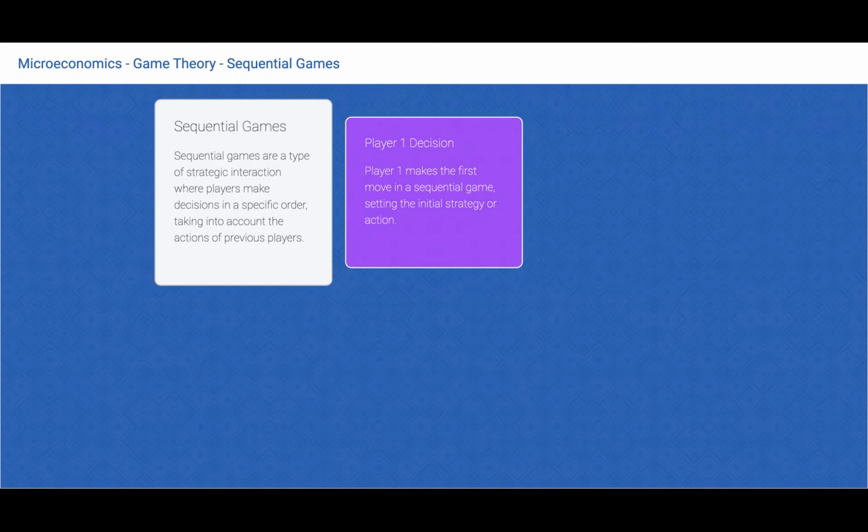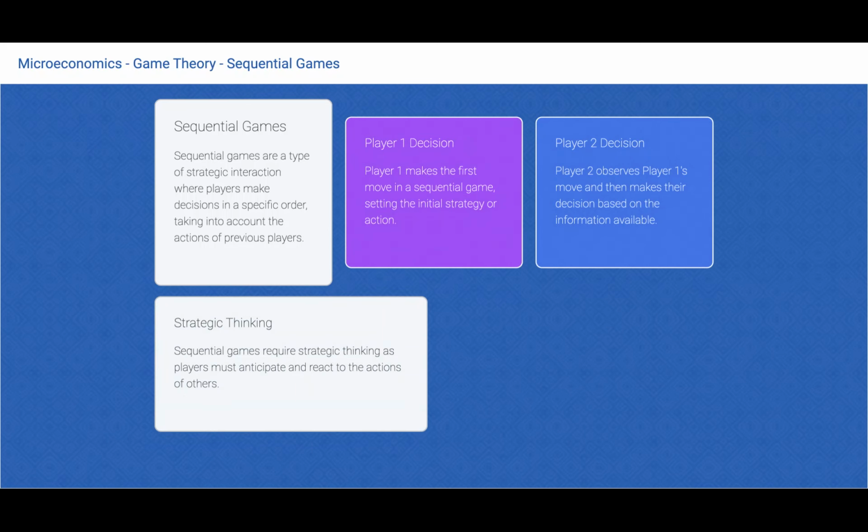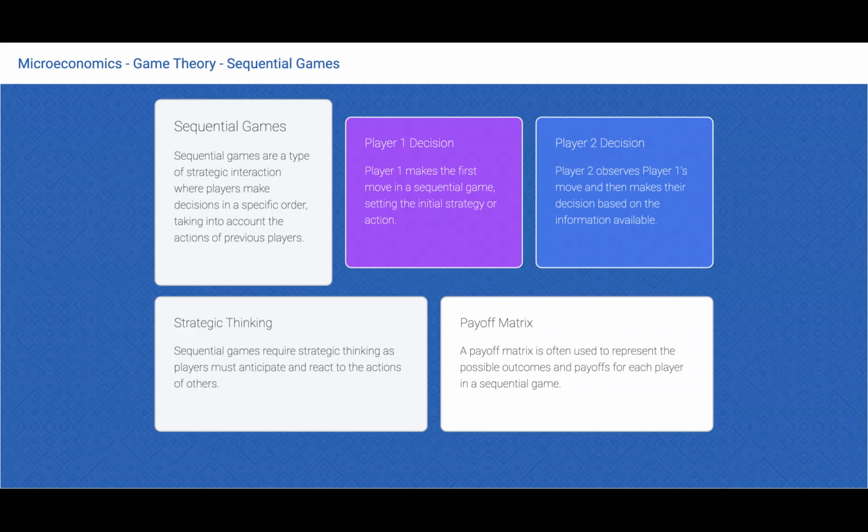Sequential games involve strategic interactions where players make decisions in a specific order, considering the actions of previous players. Player 1 starts the game, followed by Player 2 who responds based on Player 1's move. Strategic thinking and payoff matrices are key elements in analyzing sequential games.